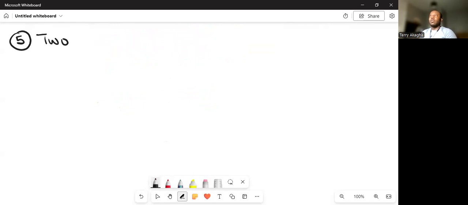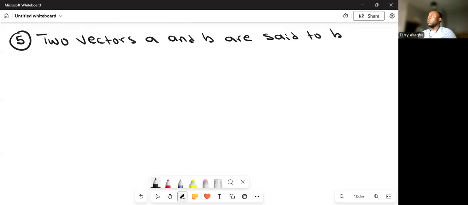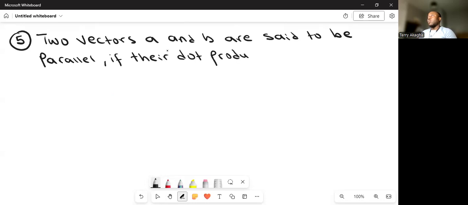So two vectors A and B are said to be parallel if their dot product is equal to the product of their magnitudes.